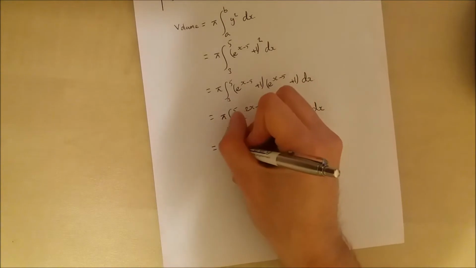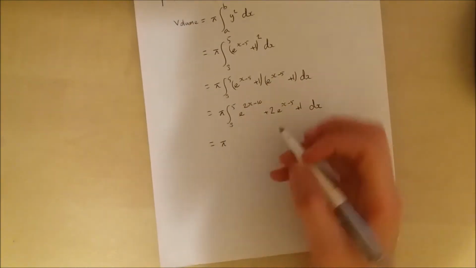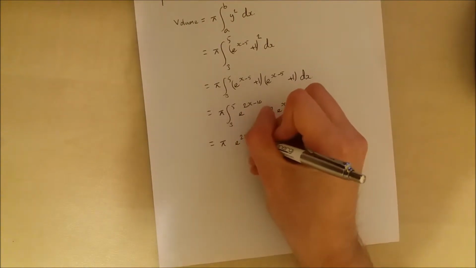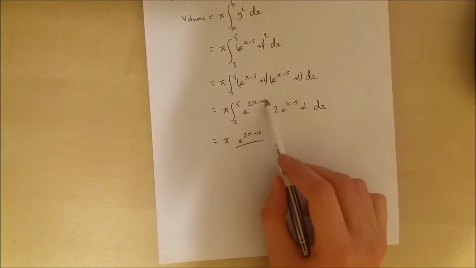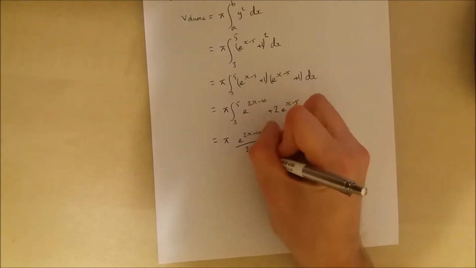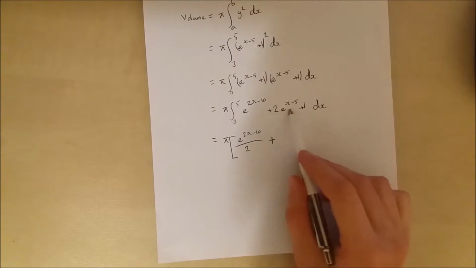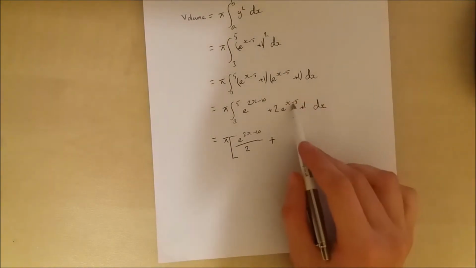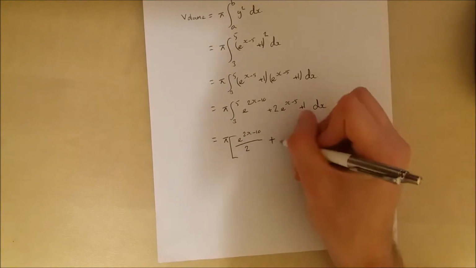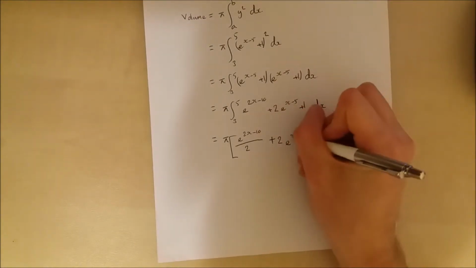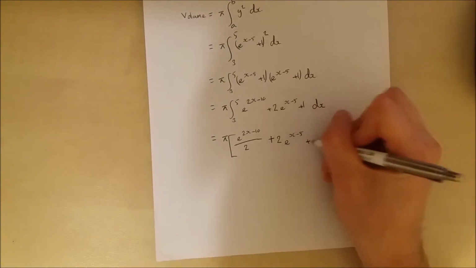Then come to integrate this. The pi is just a constant that stays the same. Integrating this first term, you have e to the 2x minus 10 divided by the derivative of this bit, which is just 2. And then the same method here. So the derivative of this x minus 5 is just 1, so it's divided by 1. So it just stays as 2e to the x minus 5. And then integrate 1 with respect to x, and you just get x.